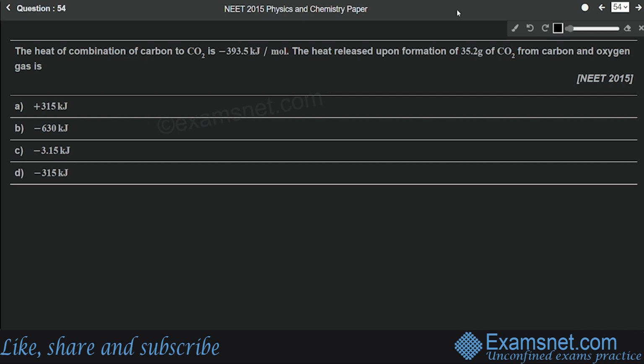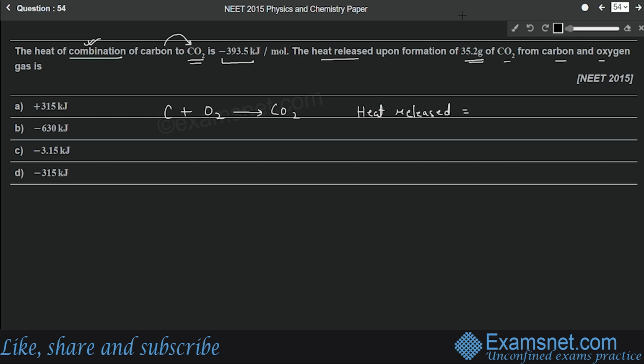Question number 54 is from thermodynamics, and the question is: the heat of combustion of carbon to carbon dioxide is minus 393.5 kilojoule per mole. The heat released upon formation of 35.2 grams of carbon dioxide from carbon and oxygen gas is. So it is given in the question that the heat of combustion of carbon to carbon dioxide is minus 393.5 kilojoule per mole. That means when carbon is combined with oxygen in order to form carbon dioxide, then what is the amount of heat released?